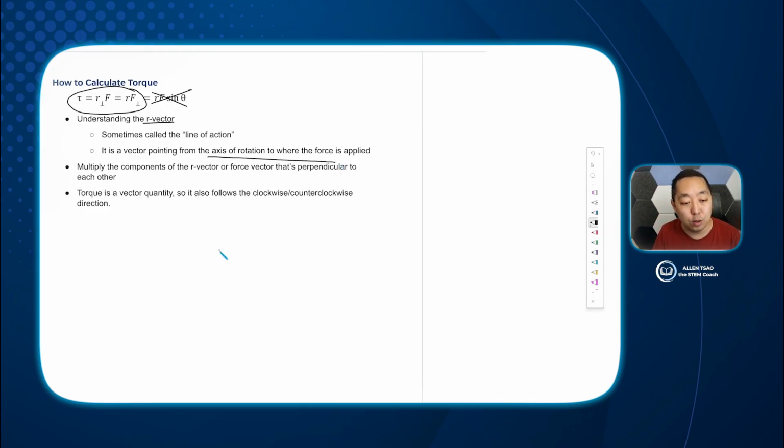And what we want to do is, like when we did work and energy, we multiplied the parallel components. Just revisiting work, when we did the force vector and the displacement was in this direction, remember we decomposed it and only multiplied the force parallel component. In this case, when we do the torque calculation, we want the perpendicular components.